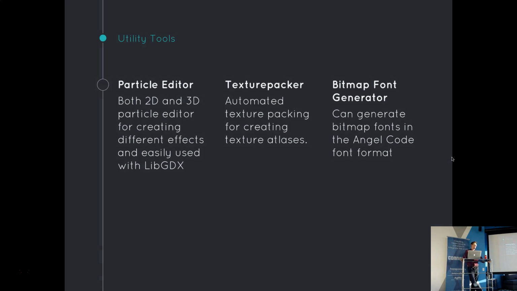Lastly, there's some utility tools that aren't really part of the library, but they come along with it. It ships itself with a 2D and 3D particle editor, so you can use a fancy tool to create particles very easily, export them and import them in the library, and they can be used almost instantly. There's really no setup you need to do. There's a texture packer, so you can create texture atlases and sprite sheets really easily. And there's a bitmap font generator to generate all the fonts you want to use, so you don't have to use TrueType fonts.